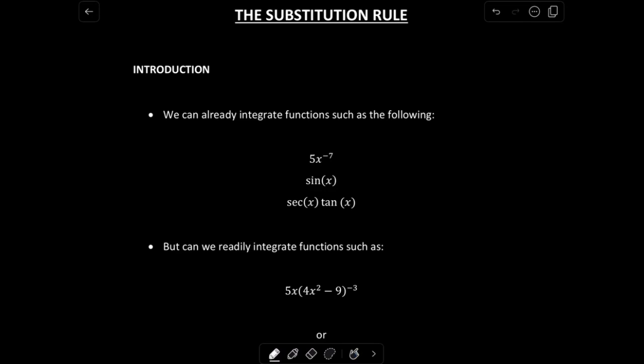So let's consider this. We can already integrate functions such as the following. You can integrate 5x to the minus 7. You can integrate sine x. You go to your trig tables and the derivatives. And you can even integrate secant x and tangent x. Okay, that's great. But ask yourself, can you readily integrate functions such as this?